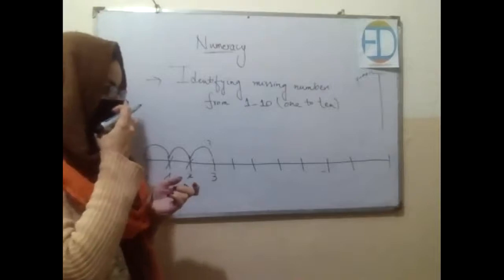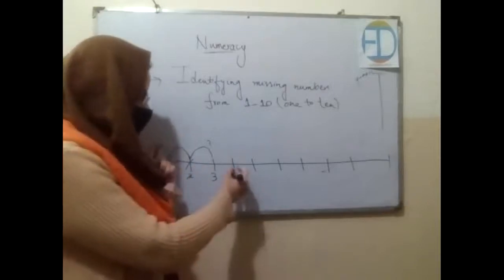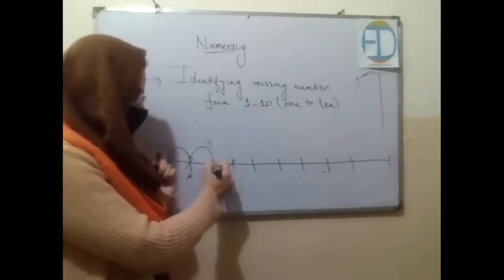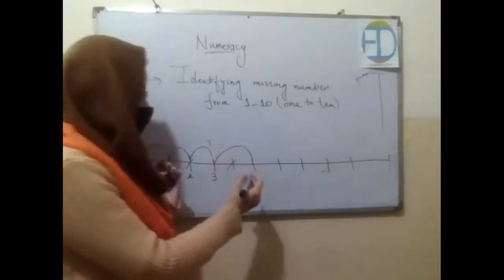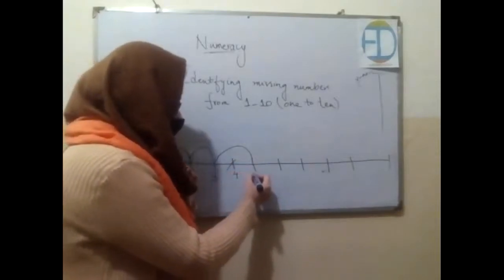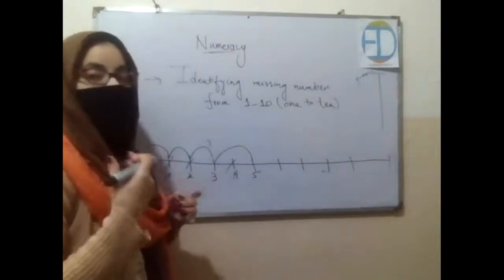Excellent. Okay. Sarah, skip only one number and tell me what will come after that. You have to skip this one and tell me what will come over here. It will be 4 and it will be 5. Wonderful. Okay. Now it's Eliza's turn.